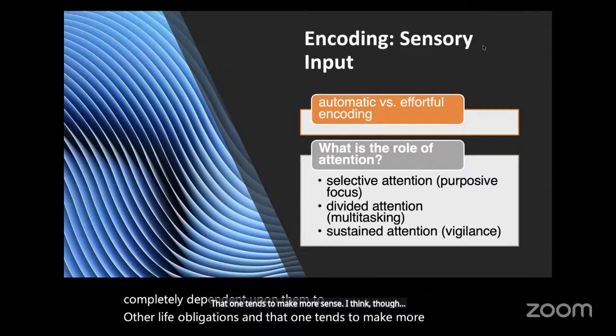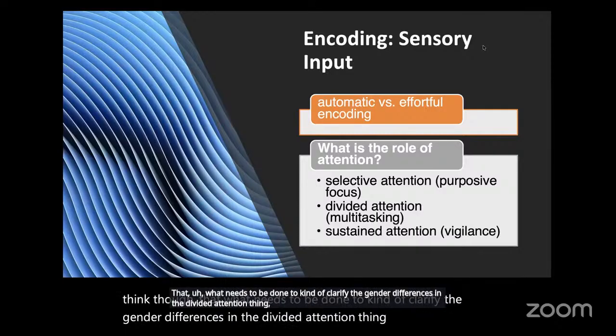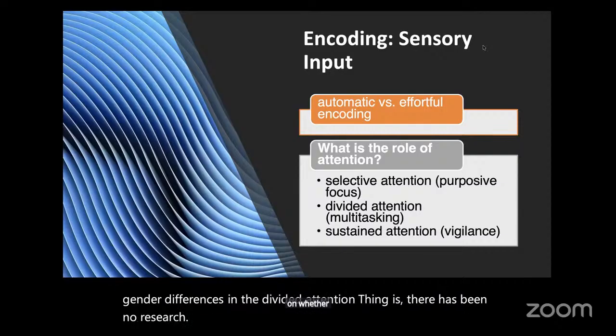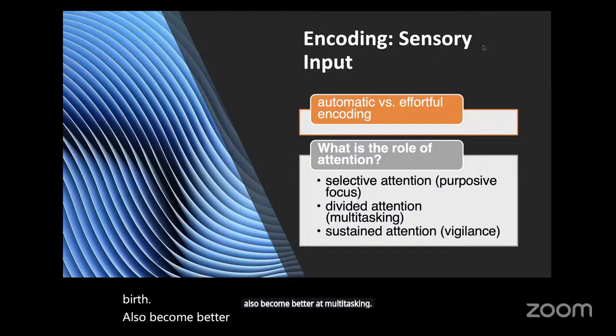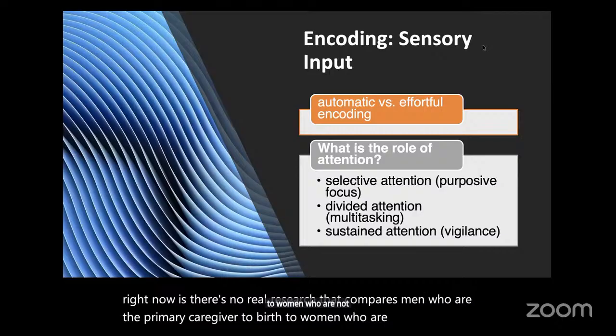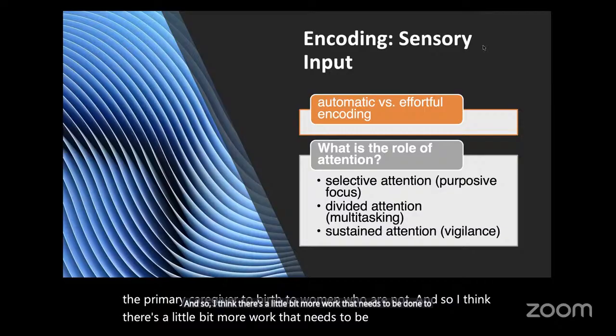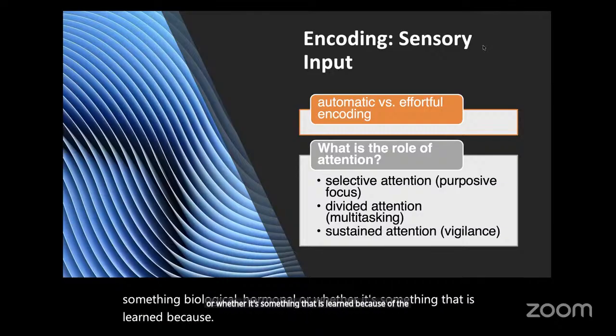I think, though, that what needs to be done to clarify the gender differences in the divided attention thing is there has been no research on whether men who are the primary caregiver at their child's birth also become better at multitasking. And this is the kind of issue that I have with the research as it is stated on gender right now: there's no real research that compares men who are the primary caregiver at birth to women who are not. And so I think there's a little bit more work that needs to be done to show these hypotheses that have been proposed about whether it's something biological, hormonal, or whether it's something that is learned because of the demands of the newborn infant.